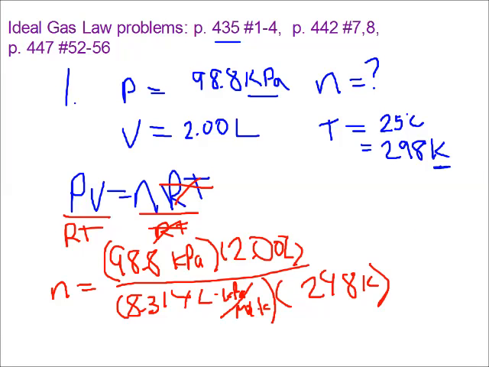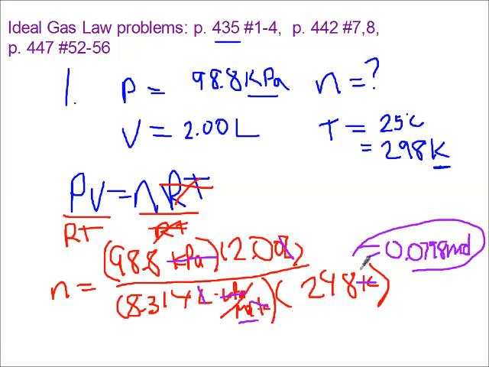So I check my units and see if my units do cancel. Kilopascals and kilopascals cancel. Liters and liters cancel. Kelvin and Kelvin cancel. And I'm left with moles. Moles divided by moles is going to give me moles on top. And when I do all my calculations, I get 0.0798 moles, and that's my n.